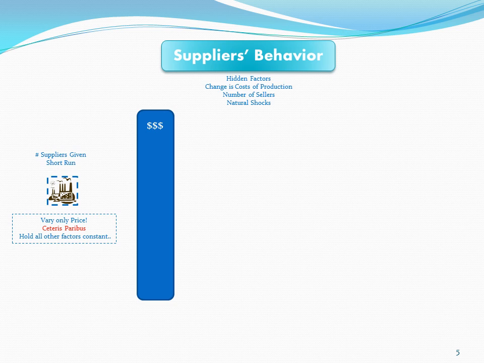Some of those factors would be the cost of production, as we've seen with the notion that somebody could increase the tax, or there could be a real quick bump up in wages or other costs. For now, we're going to assume that all those things are held constant and that there's a given number of firms in the industry, so the number of sellers is given, and that there are no natural shocks that would affect the industry. So let's see what happens to this firm as we raise price.